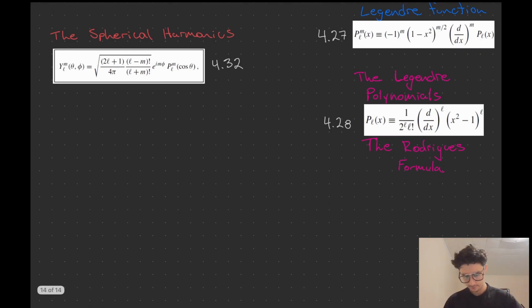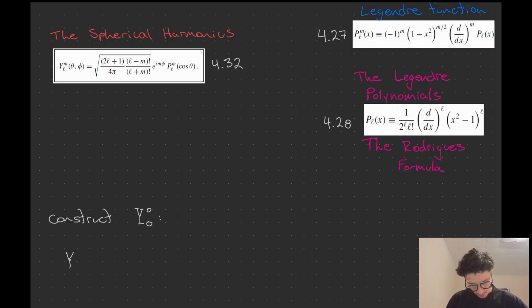So first things first, construct. It's cool how they use this word. Y, I'm going to use this capital Y 0, 0. How do we do this? Well, we have Y, and then the top letter here is m, l. This thing depends on theta and phi. So what we have here is, well, I'm just going to write m equals 0 and l equals 0, because now we can substitute things inside this big square root.